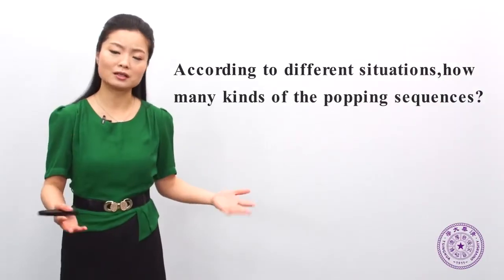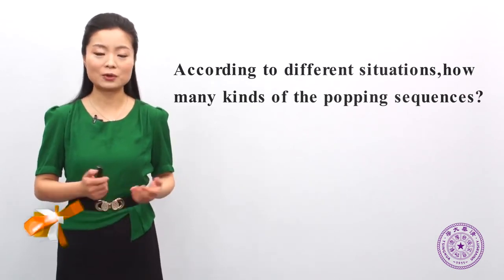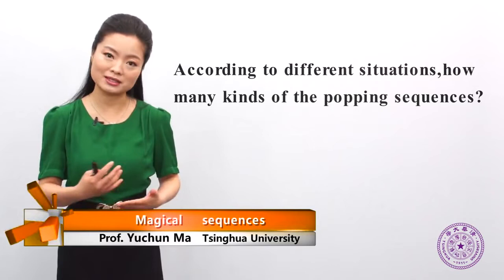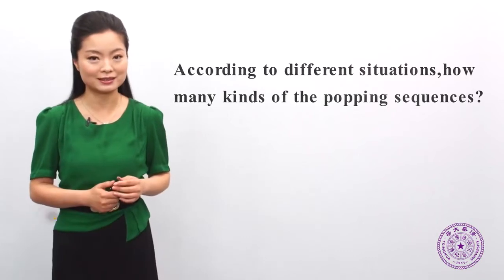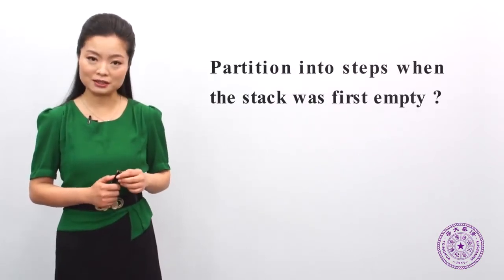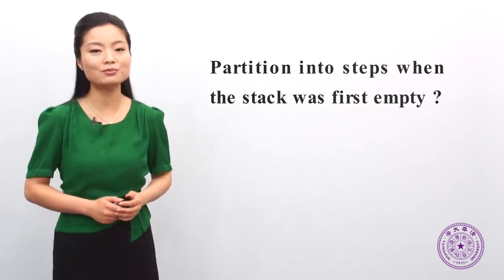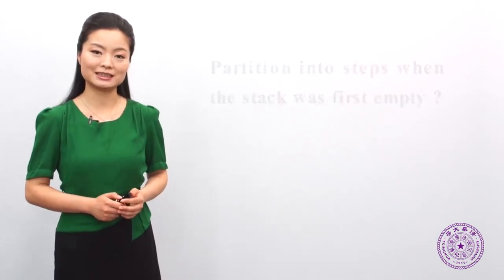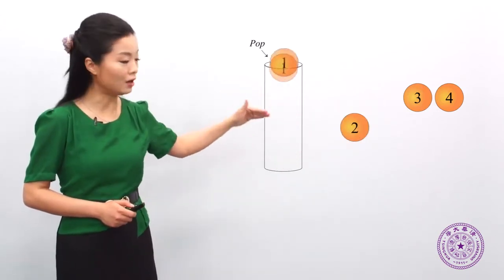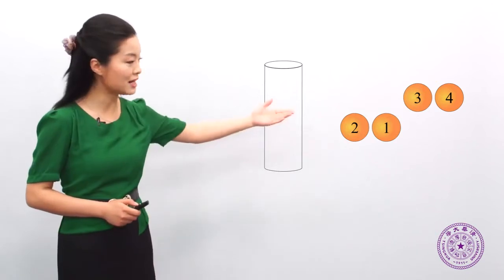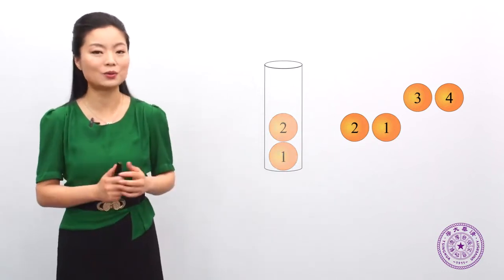In different cases, how many different popping sequences are generated? Let's analyze it. In fact, if we want to use a recurrence relation to express this, can we convert the stack pop problem to several smaller problems? Let's follow this line of thought. Would it be possible to separate into individual steps when the stack is first empty, enabling a stepwise calculation? If we take the previous case, we see that after 1 enters the stack, 2 enters afterward, then 2 leaves, then 1 leaves. Now, there are no elements left in the stack. It is the first time the stack is empty if we exclude the very beginning.